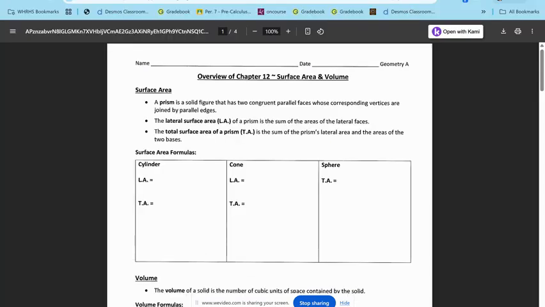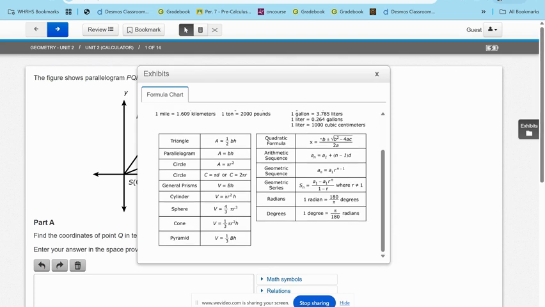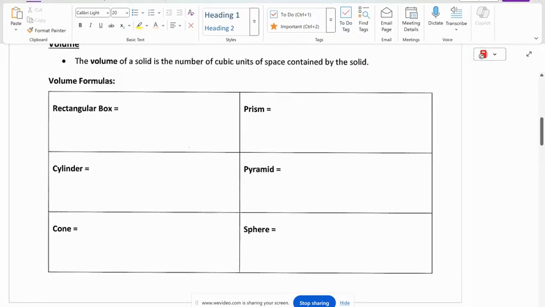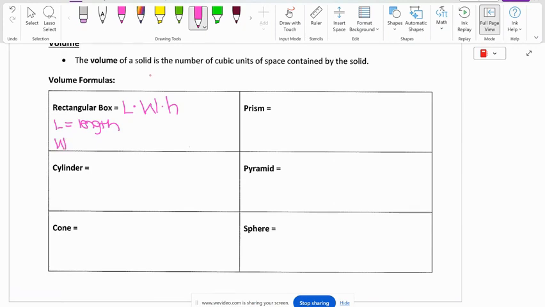And I wonder, is my TestNav still up? Okay. So here, like I said, you have all the volume formulas here. So it's just a matter of knowing how to use them. All right, to find the volume of a rectangular box, I think everybody always remembers this one. It's the length times the width times the height, right? We all know that one. L is length, W is width, H is height.